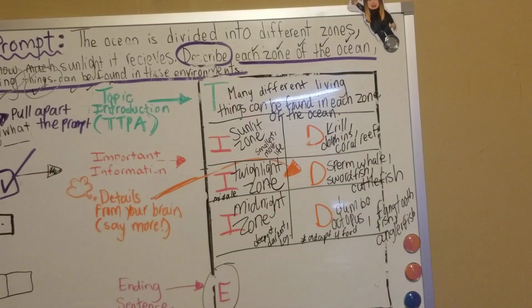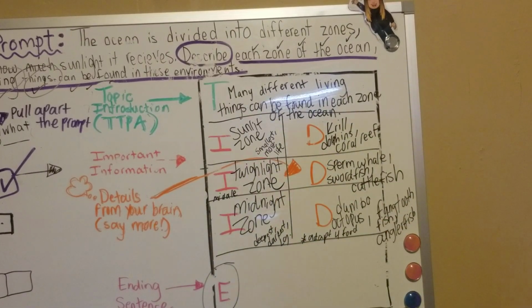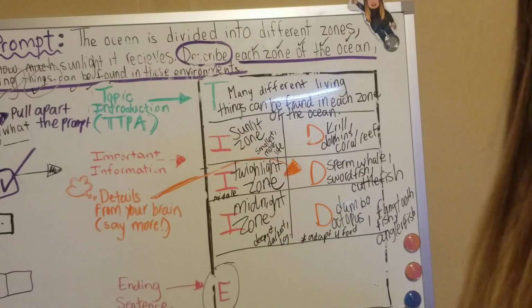The top of the ocean is called the sunlight zone, or the sunlit zone. This is the smallest zone with the most amount of life. Ocean animals like krill, dolphins, and coral reef live here. The middle zone is called the twilight zone. Animals like the sperm whale, the swordfish, and the cuttlefish can swim in between the sunlight and twilight zone. The deepest, darkest, and largest zone of the ocean is all the way down at the bottom. That's called the midnight zone.